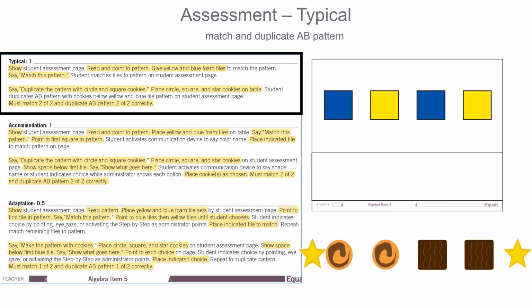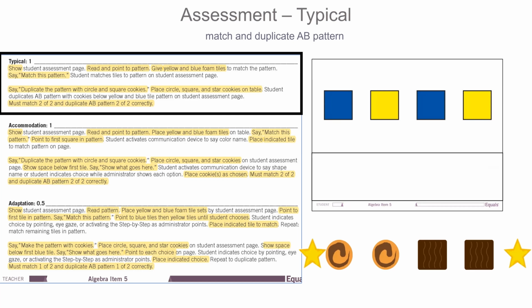So the student needs to duplicate that AB pattern. And so I'm laying some cookie shapes on the table and I'll say, duplicate the pattern with circle and square cookies. Now put those on the table, right there they are. And then the student will take those and, placing them below, will duplicate the pattern.